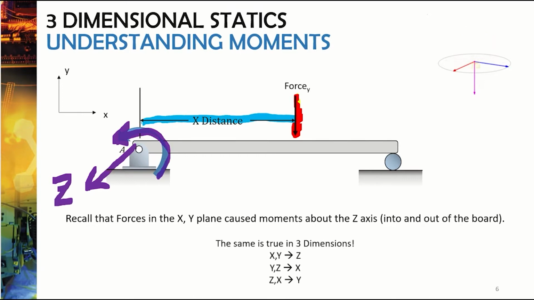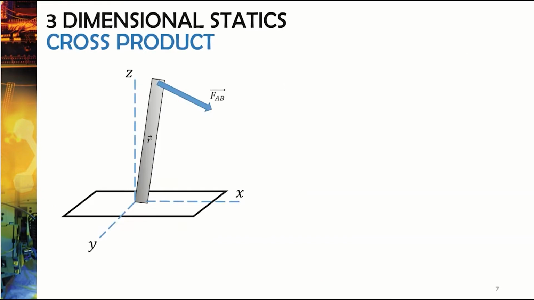Now this is going to be true for all three dimensions. We're going to have the following. Forces in the x and the y are going to cause moments about the z-axis. Forces and distances in the y and z are going to cause moments about the x, and forces in the z times distances in the x are going to cause moments about the y, or vice versa. So let's look at how this plays out in an actual better visualization in 3D. So in 3D statics, let's say that we have this force up here, FAB, and it's being multiplied by this moment arm right here, r.